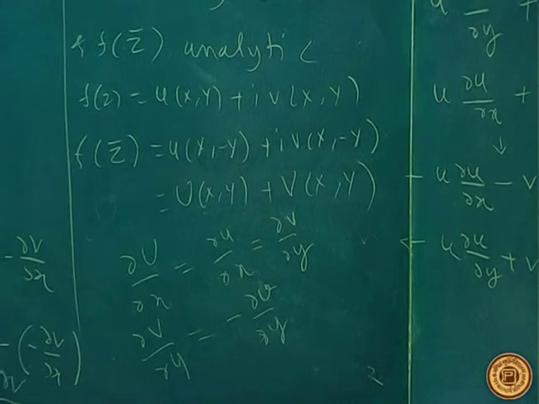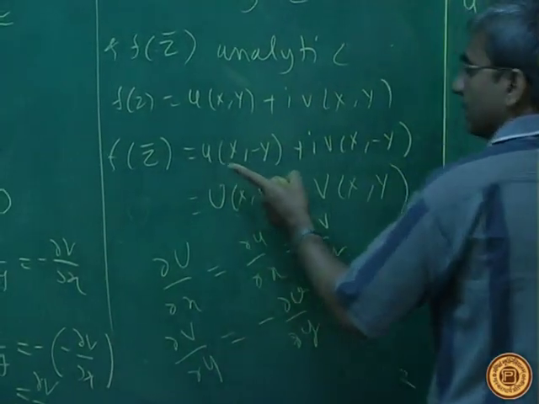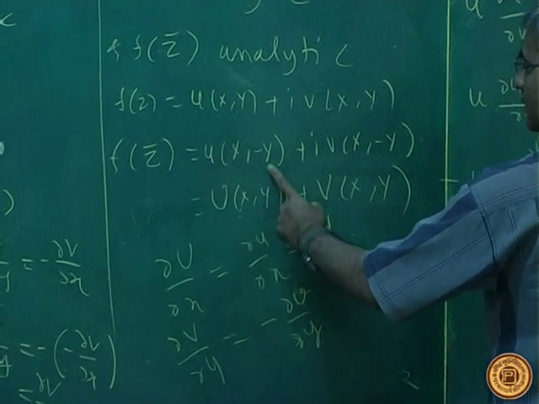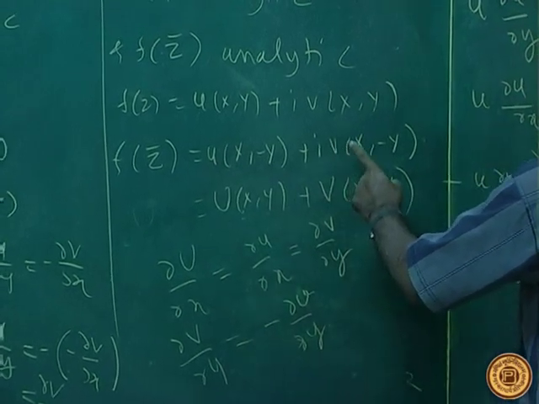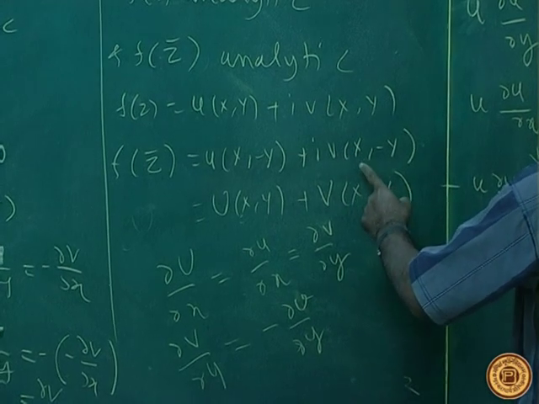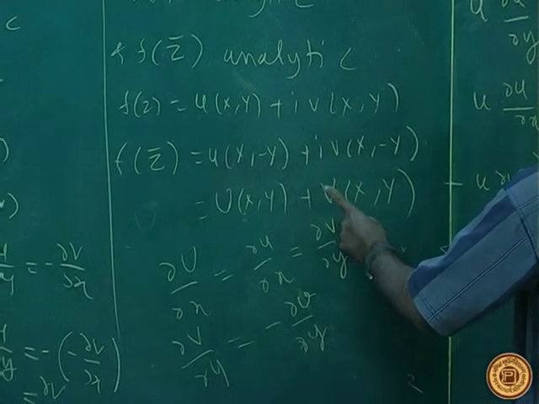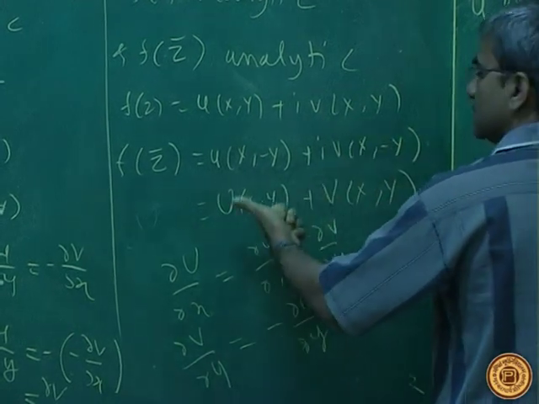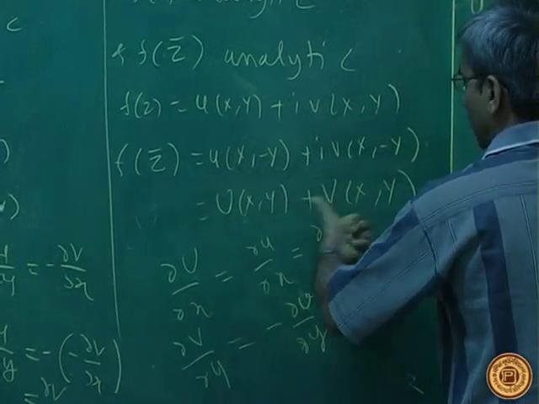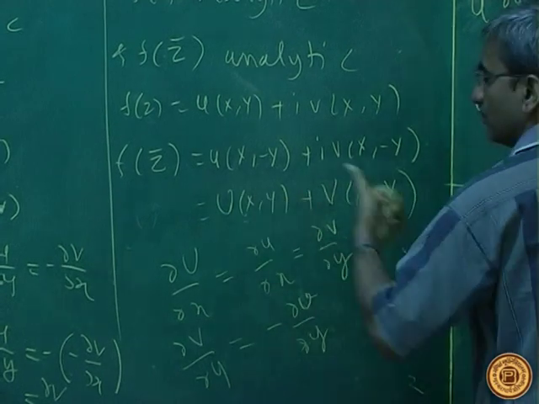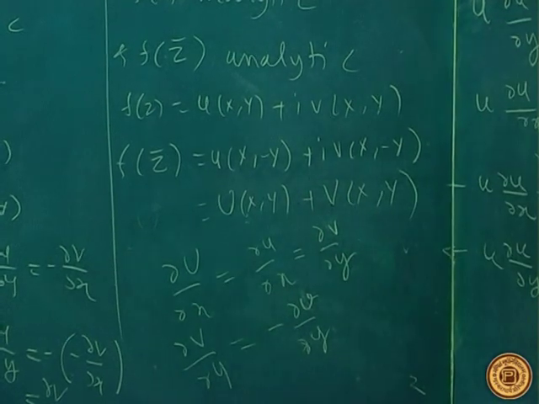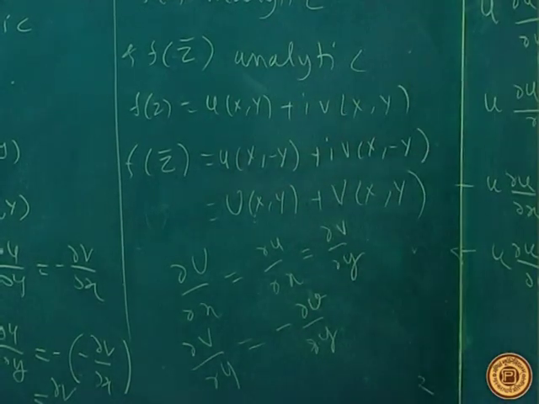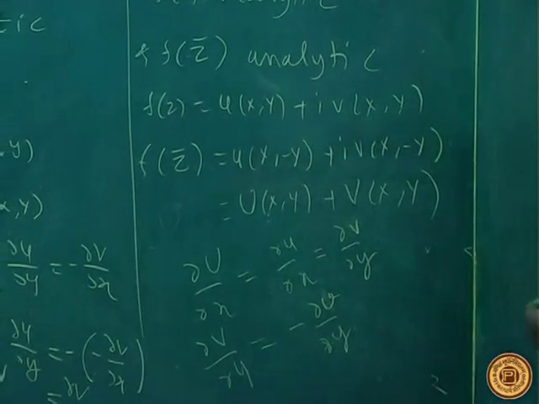I want to check this. ∂U/∂y is minus ∂u/∂y. But that is ∂V/∂x. And minus ∂V/∂y is ∂U/∂x. Minus ∂V/∂x is minus ∂U/∂y. So you will get 0. Right. All first order partial derivatives are 0.